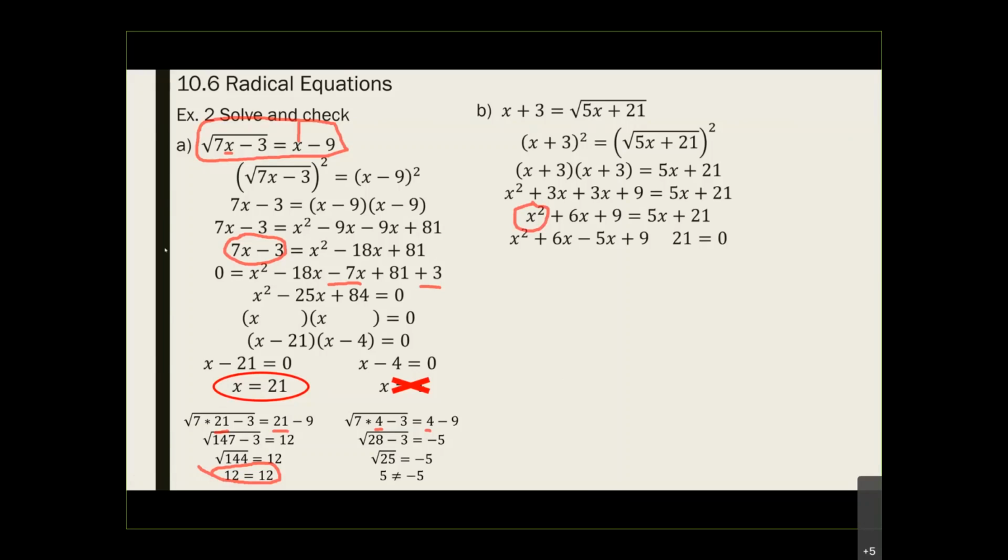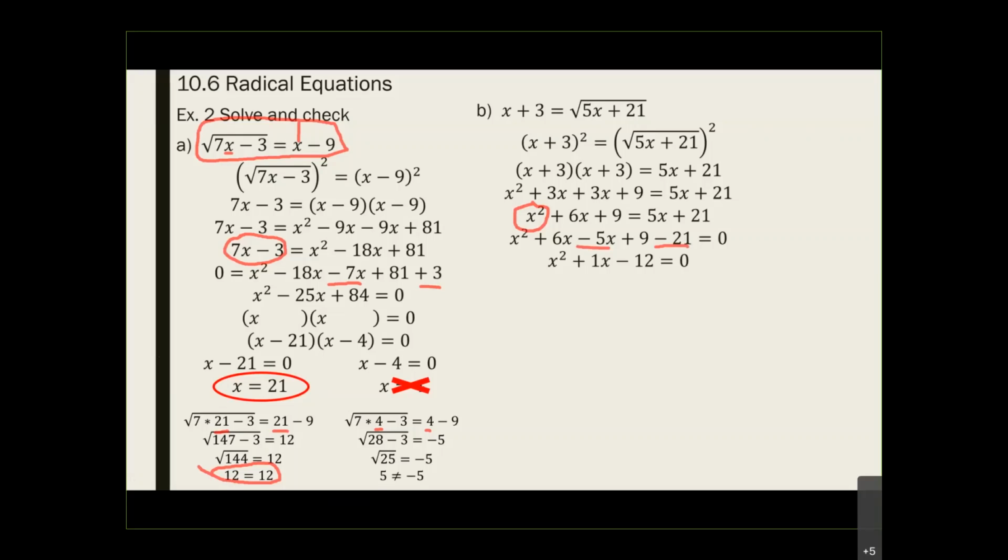Again, all I did was I take the 5x on the other side, I move to this side. I take the 21 on the other side, I move to this side. And to move it, I have to change the sign. And again, combine like terms: 6x minus 5x gives you 1x, 9 minus 21 gives you a negative 12.